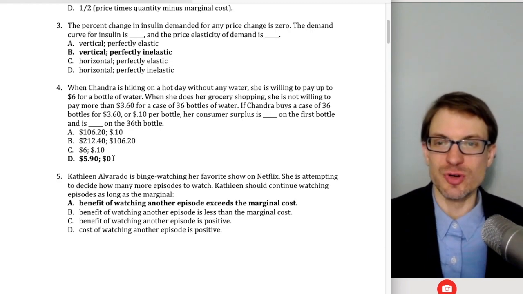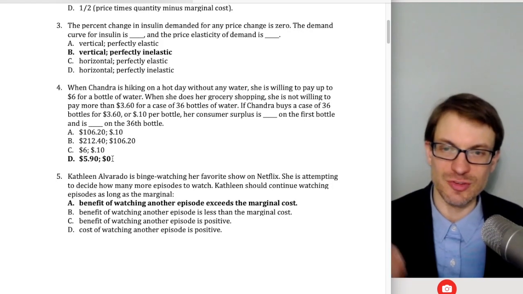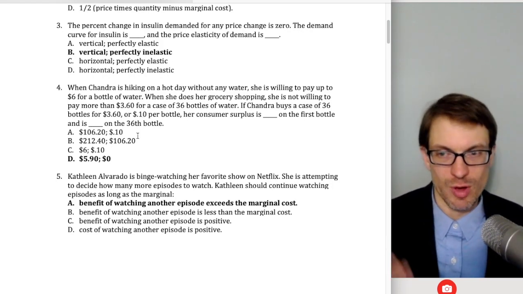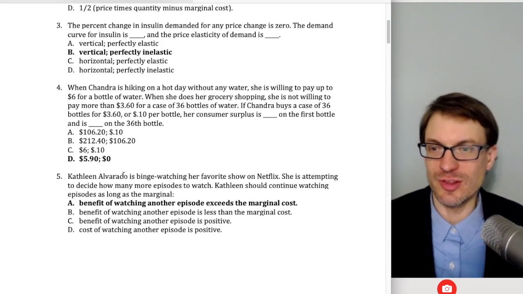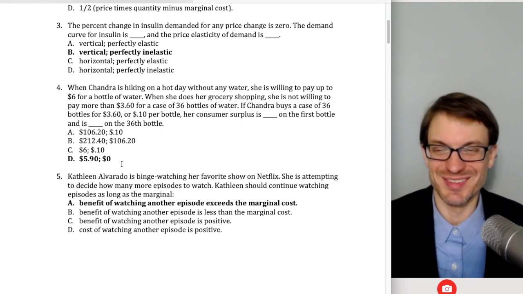This is like the rational rule for our consumer: keep consuming as long as your benefit is at least as big as the price. And that qualifies. Their benefit is at least as big as the price. It's equal to the price, right?